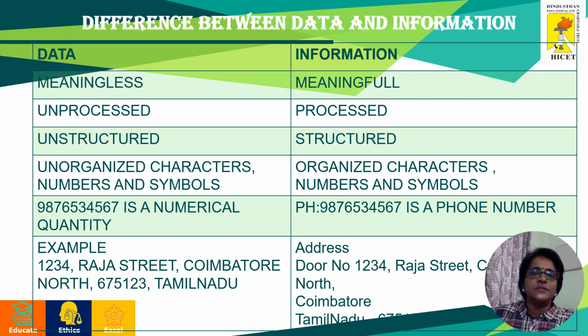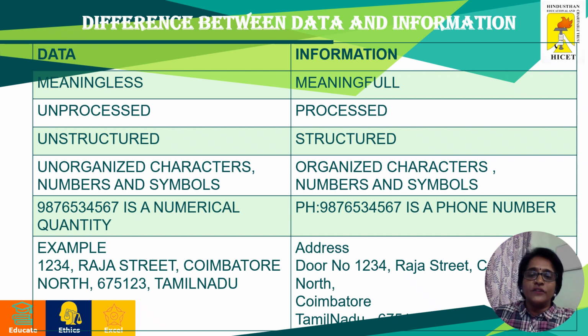To give you a small example, let us have a numerical quantity like 9876534567. When I put you a question, what is this? You may say that it is a roll number, it might be a register number, it might be a phone number, etc. It keeps on going with n number of answers. So this is what you call raw data, where you're not able to get the exact desired result what you are expecting.